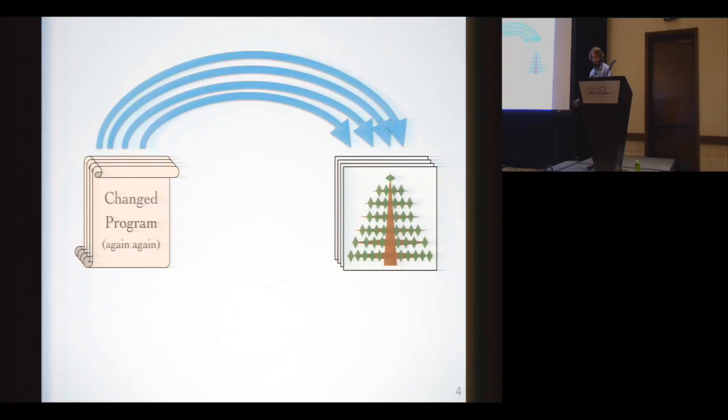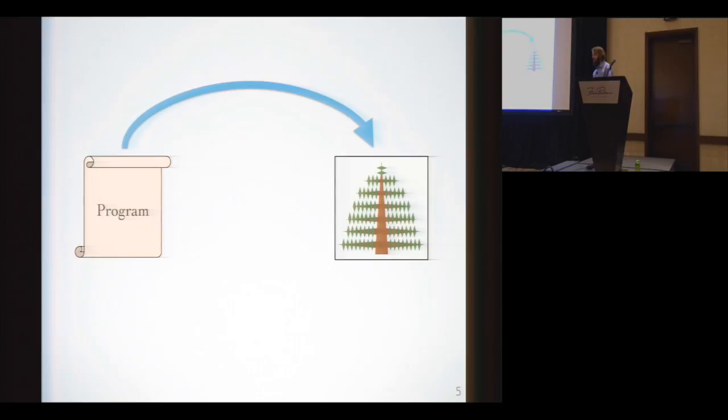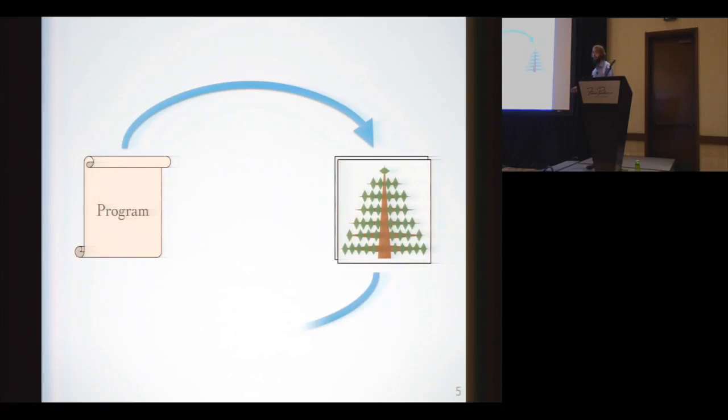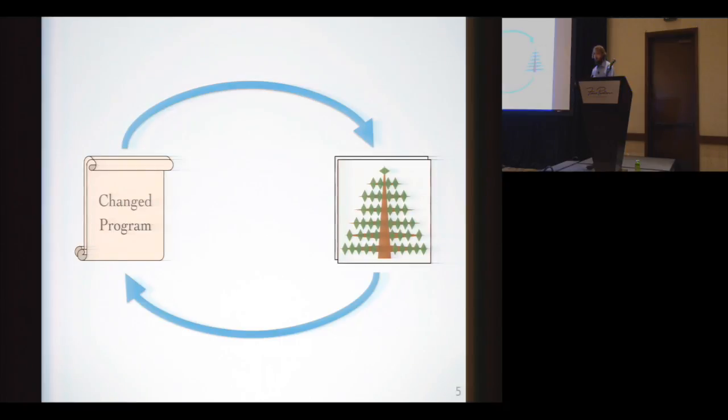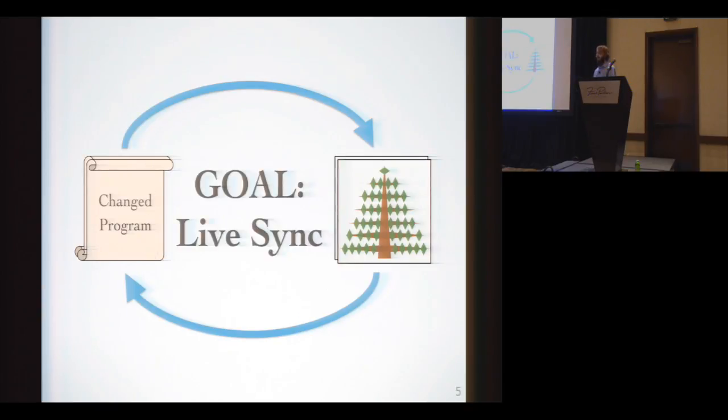Is there a better way? Instead, wouldn't it be great if, once you see that the output of your program isn't quite right, you could directly change the output, and then the system synthesizes a program update to match. This ideal workflow is what we call live synchronization. And live synchronization is a particular kind of program synthesis.